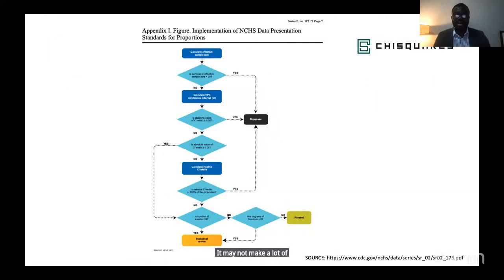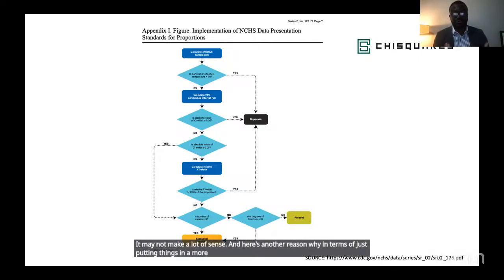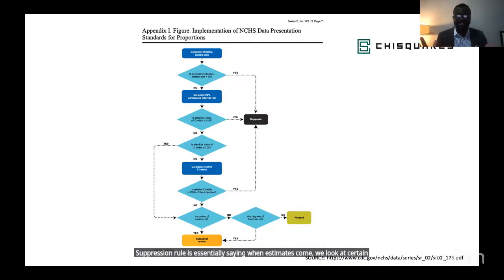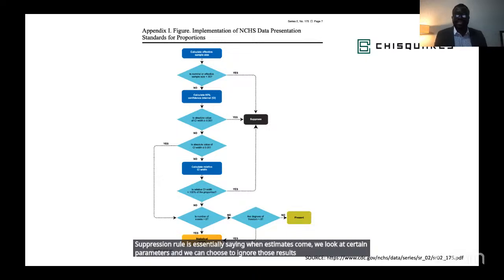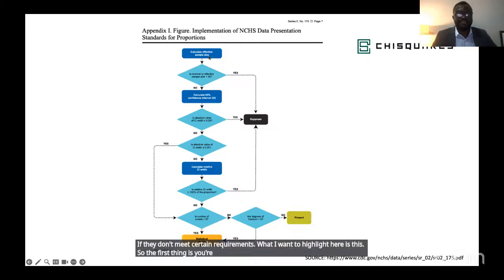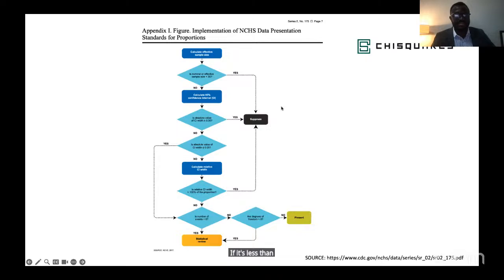And here's another reason why, in terms of putting things in a more concrete fashion as rules. This is the NCHS guidelines for suppression rules. Suppression rules essentially say when estimates come, we look at certain parameters and we can choose to ignore those results or throw them away if they don't meet certain requirements. What I want to highlight here is this. The first thing is you're looking at the effective sample size. If it's less than 30, you suppress.